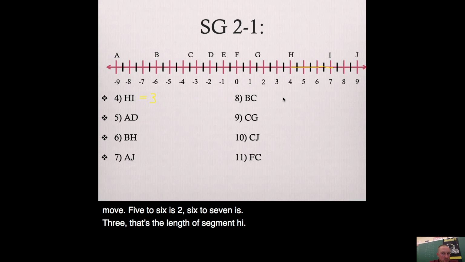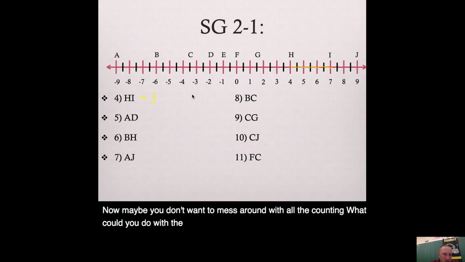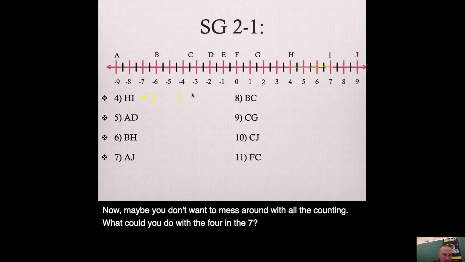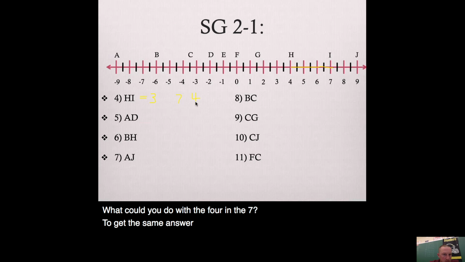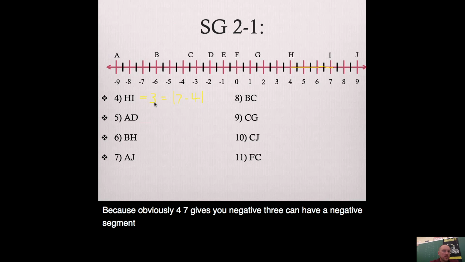Now, maybe you don't want to mess around with all the counting. What could you do with the 4 and the 7 to get the same answer of 3? You subtract. And you take the absolute value also, because obviously 4 minus 7 gives you a -3. You can't have a negative segment length. That's why it becomes positive.